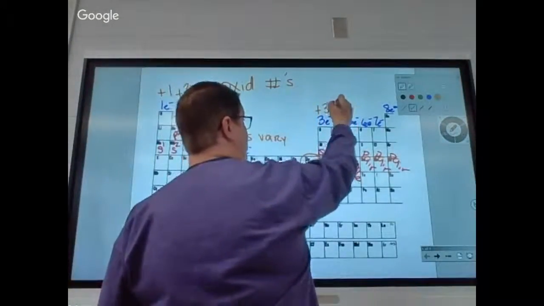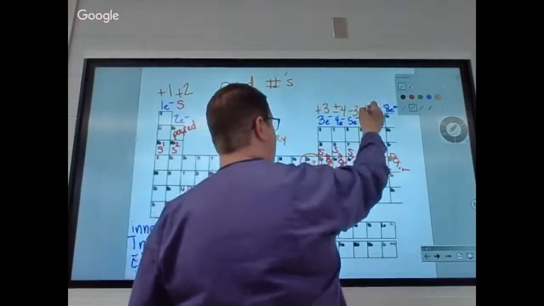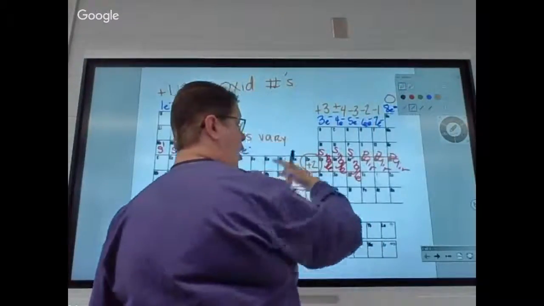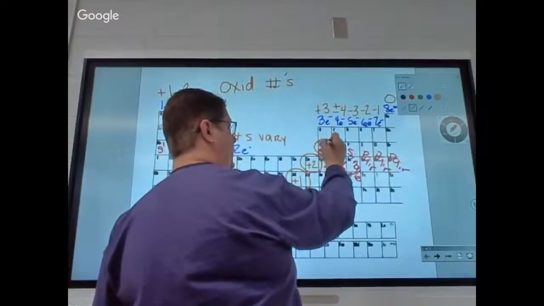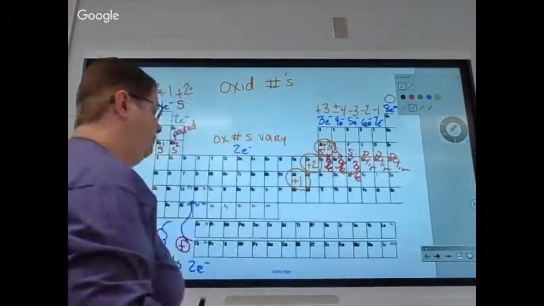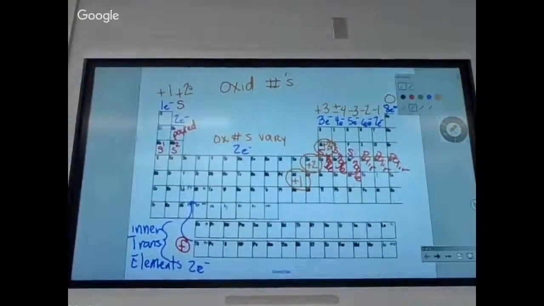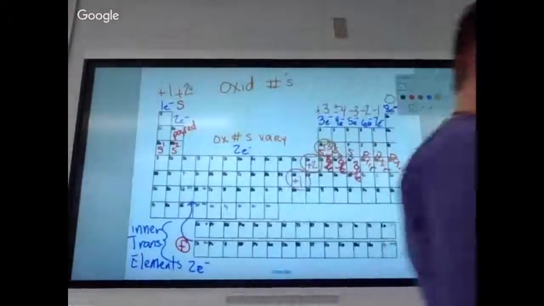Plus 3, plus or minus 4, minus 3, minus 2, minus 1, and 0. The only one over here you need to know is aluminum is a plus 3. Now, I'll let you write that down, and then I'm going to change the size to write something down for Caleb. A 0? Meaning it has no oxidation number. We're going to talk about why in a minute.